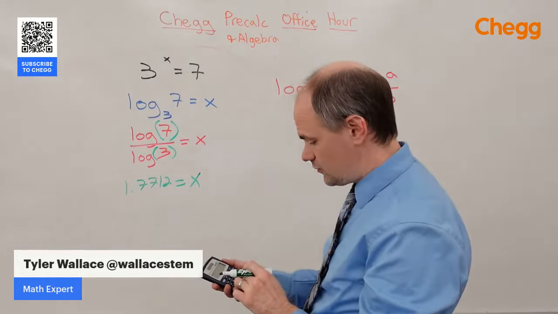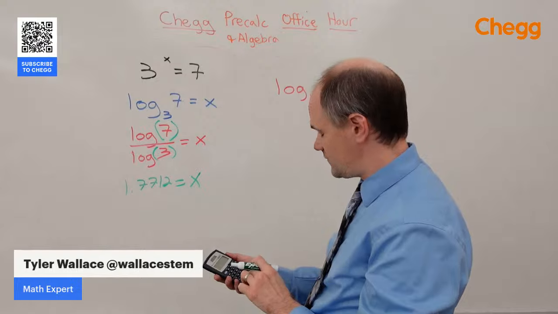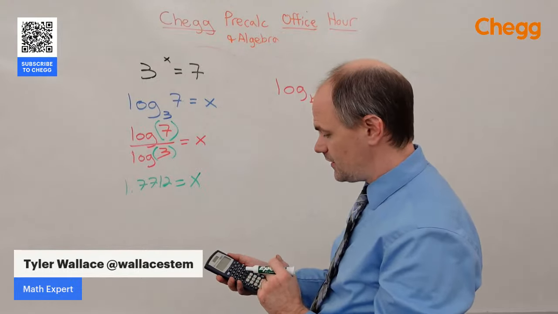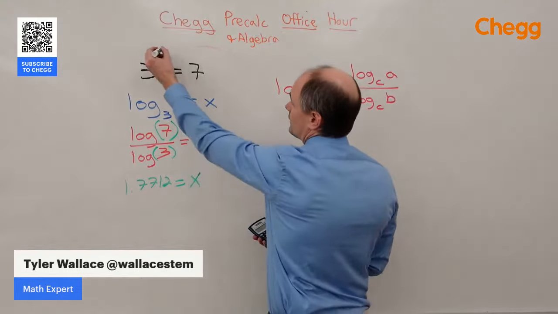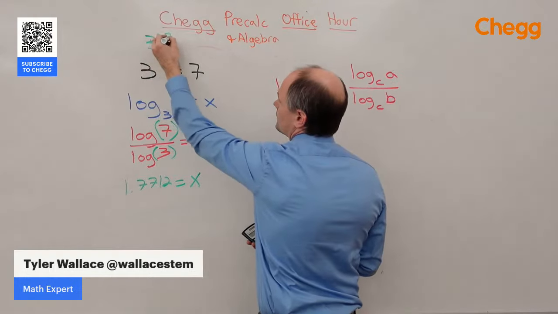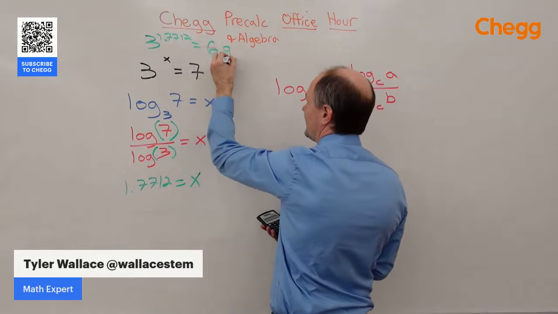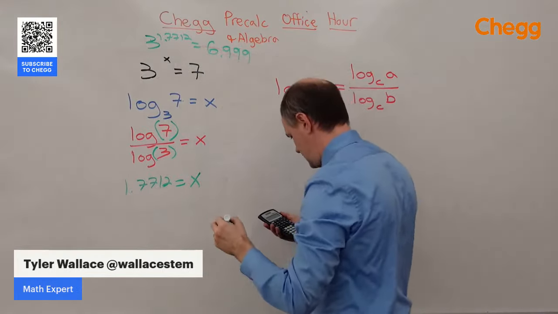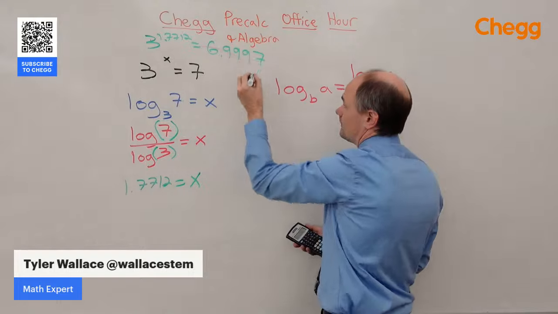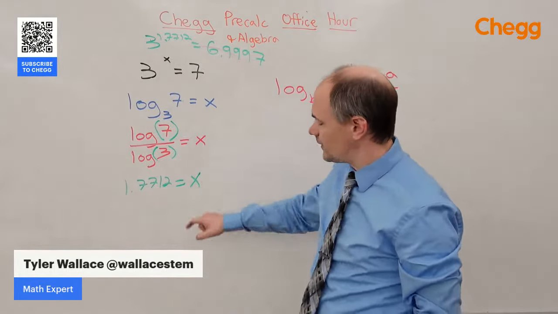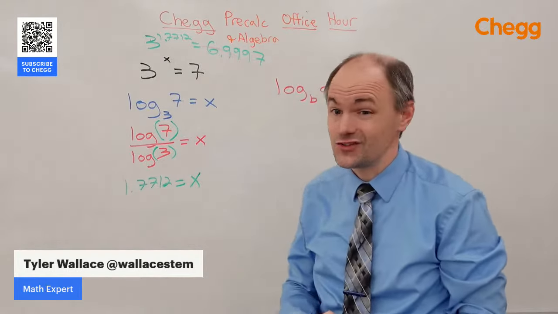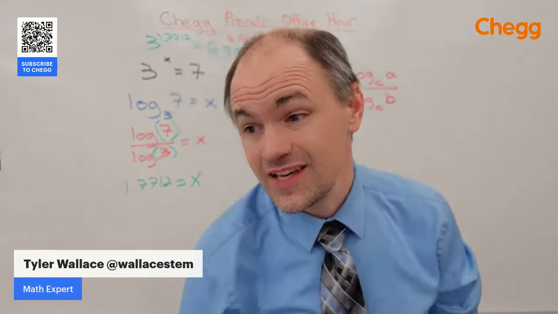Let's try it out. 3 to the 1.7712 power. The answer I'm getting when I do that, 3 to the 1.7712 power, is 6.99967. And that's just off by a round off error because we had to round our answer because it's not a pretty number, but that's essentially 7.